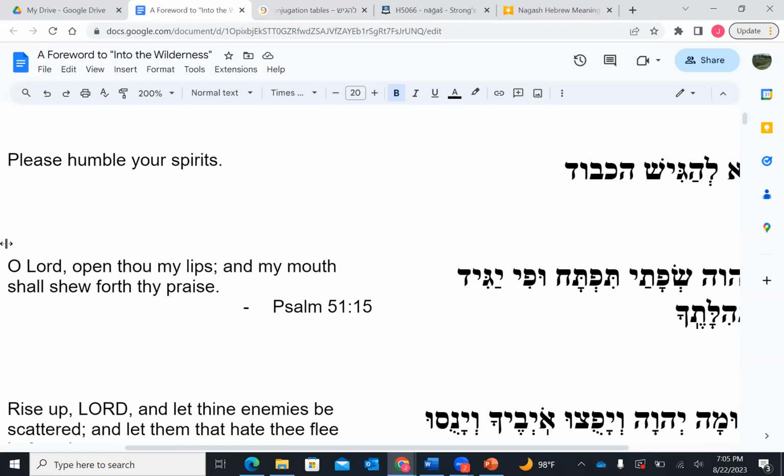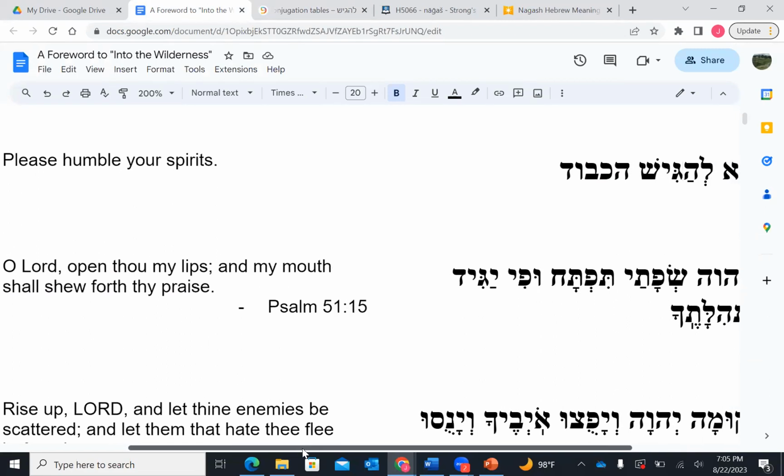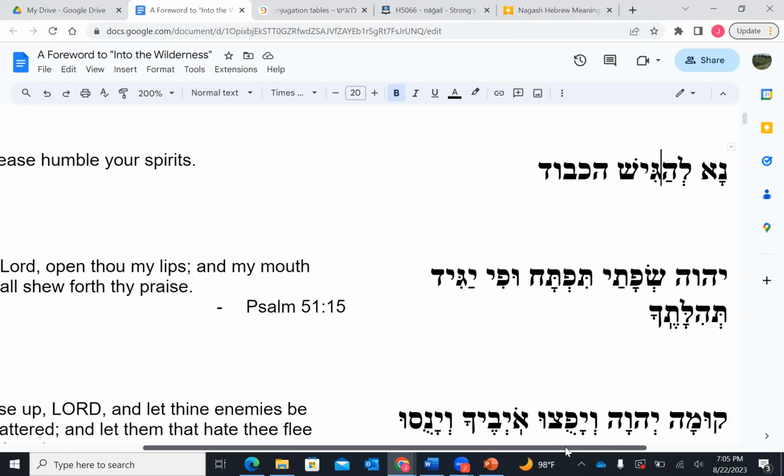And then we have this here coming from Psalms, right? It says, "Oh Lord, open my lips, open thou my lips, and my mouth shall show forth thy praise." Right? And it's Yahweh, Safta, Tifta, Ufi, Yagid, Tehilatecha.